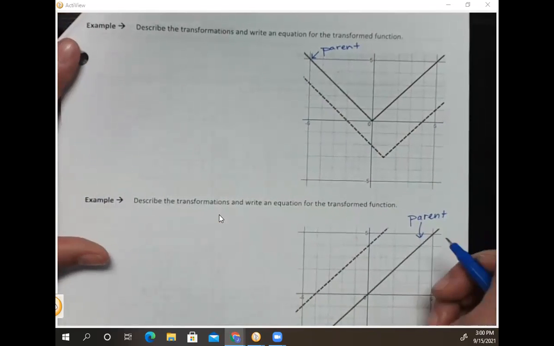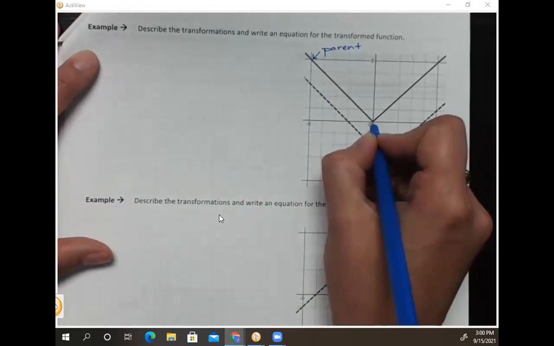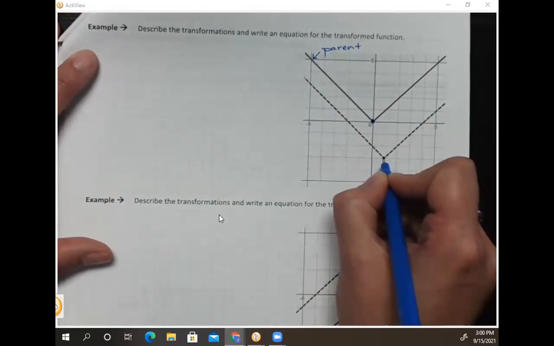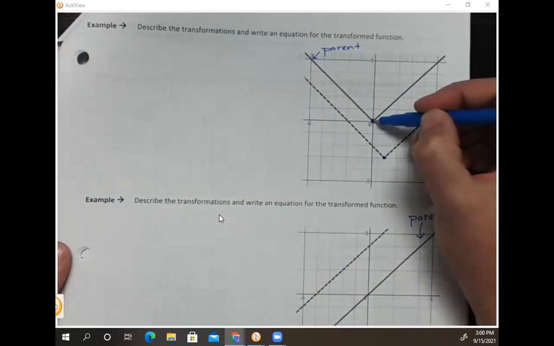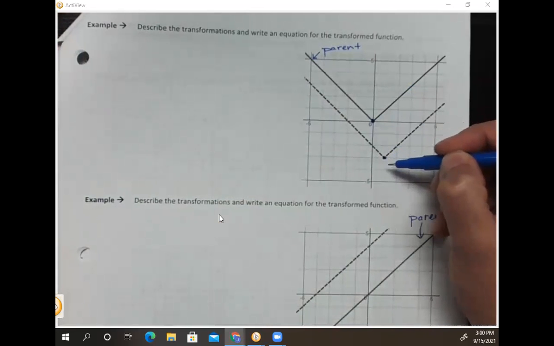So let's talk about the transformation that we're seeing here. I'm going to use that corner to corner. I like to pick a point that's sort of easy to distinguish. How did I get from this point to this point? What did I do? How did I move?